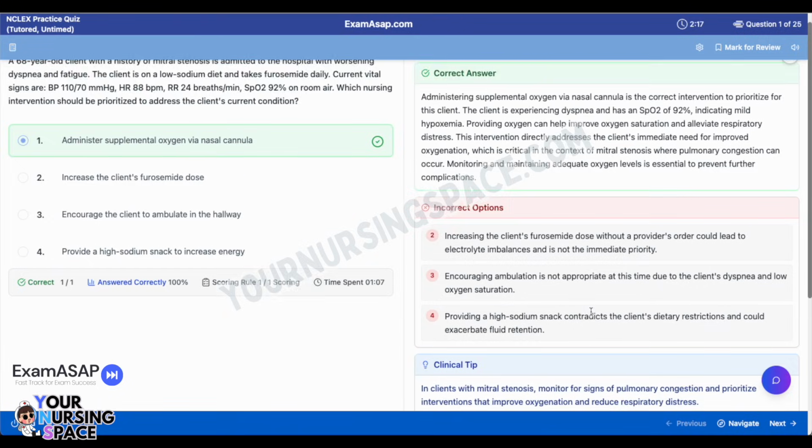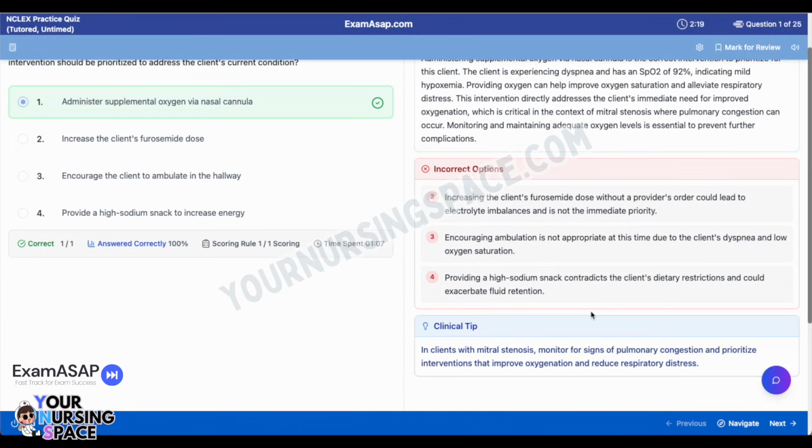Clinical tip: in clients with mitral stenosis, monitor for signs of pulmonary congestion and prioritize interventions that improve oxygenation and reduce respiratory distress.